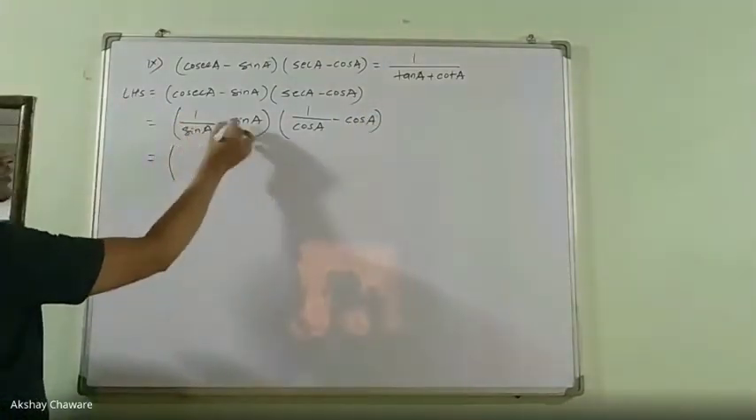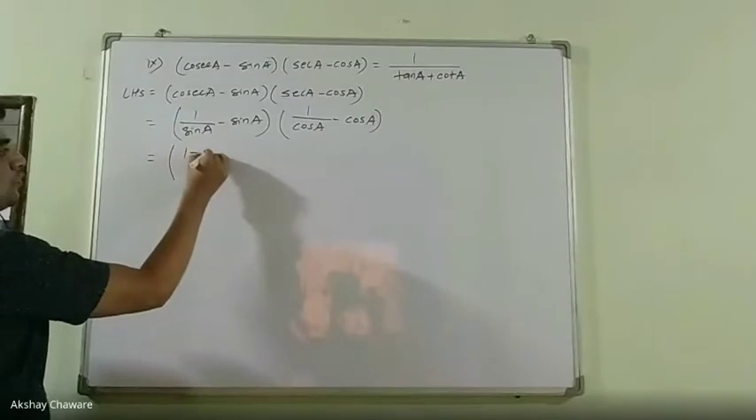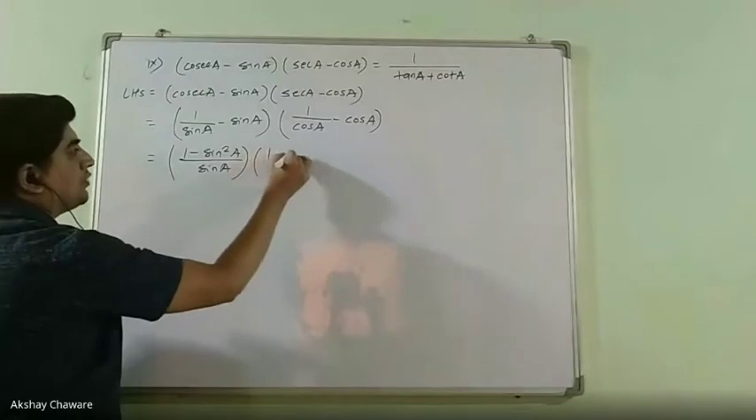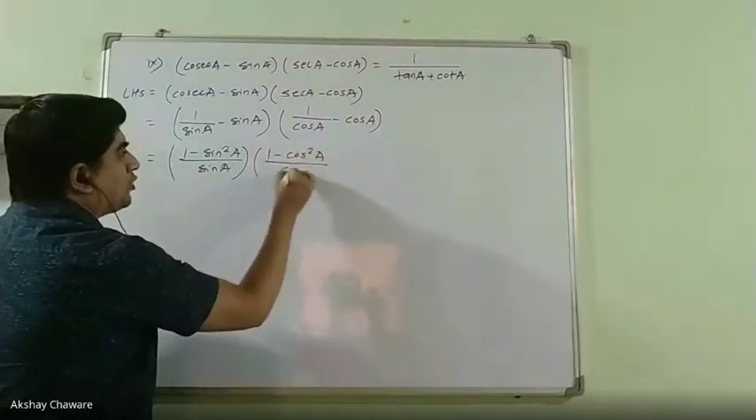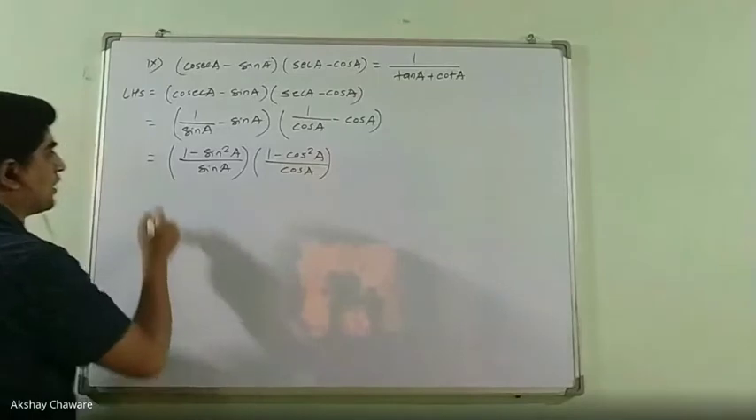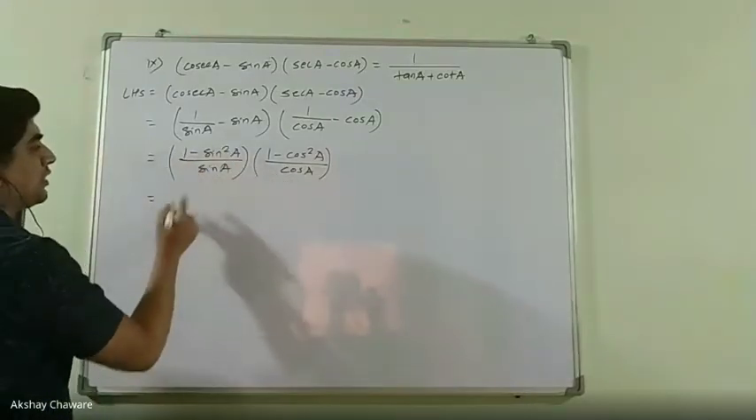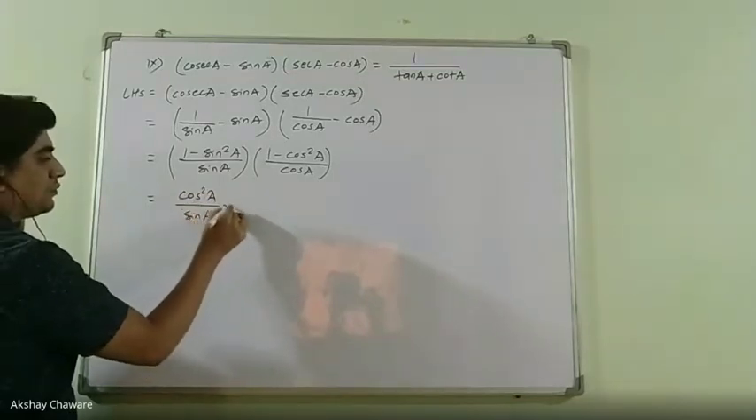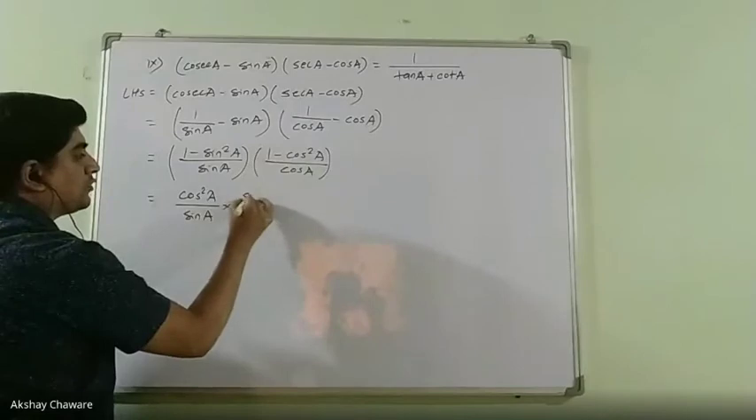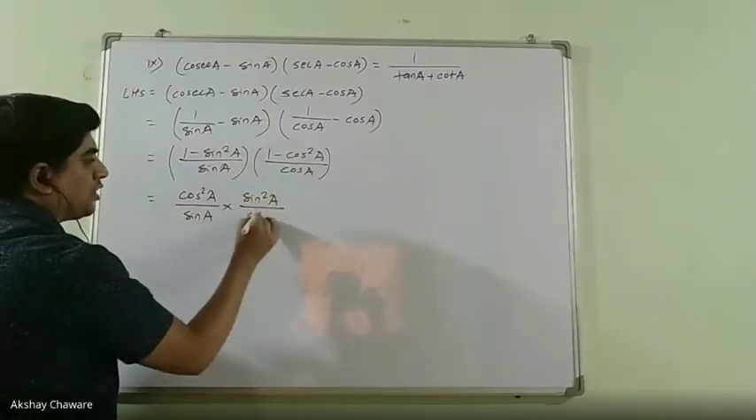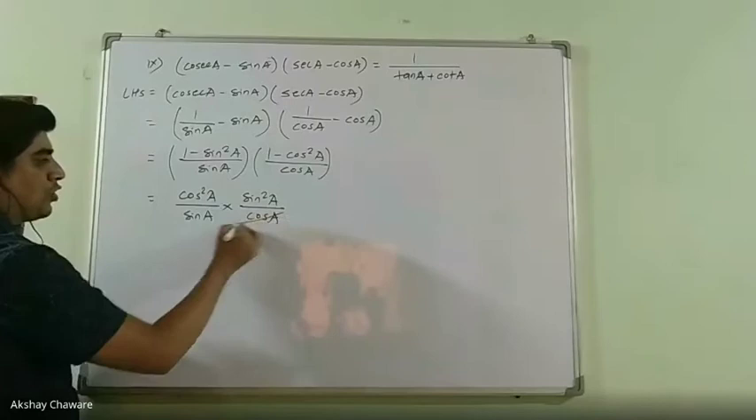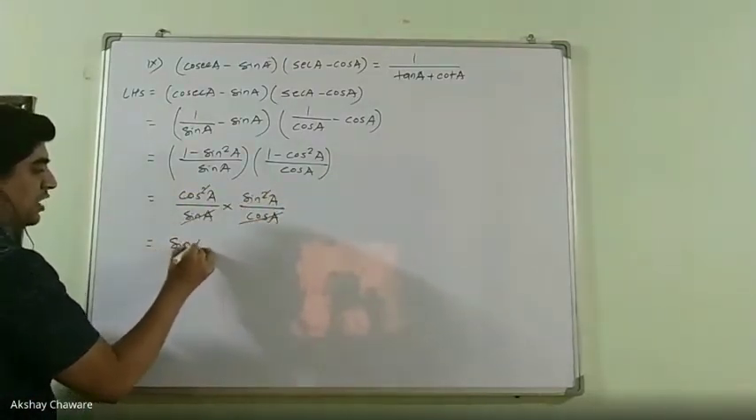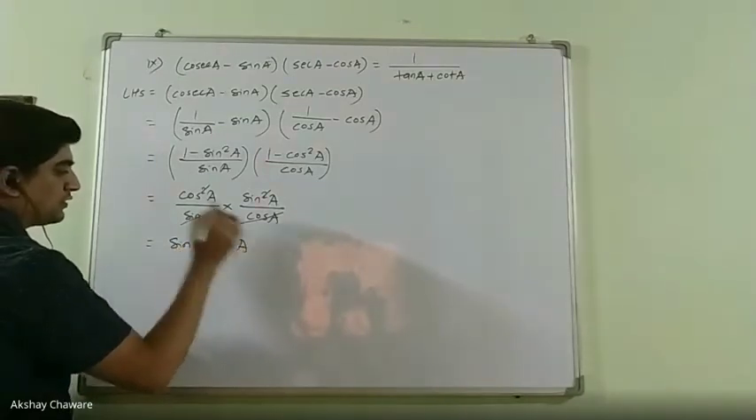Then next, if we do cross multiplication, we get 1 minus sin square A upon sin A. Second is 1 minus cos square A upon cos A. Okay. Now you know 1 minus sin square A is nothing but cos square A, upon sin A as it is, multiplied by 1 minus cos square A, which is nothing but sin square A upon cos A. Now see, this cos A and the other cos A get cancelled, sin A and sin A get cancelled. So your answer will be sin A into cos A.